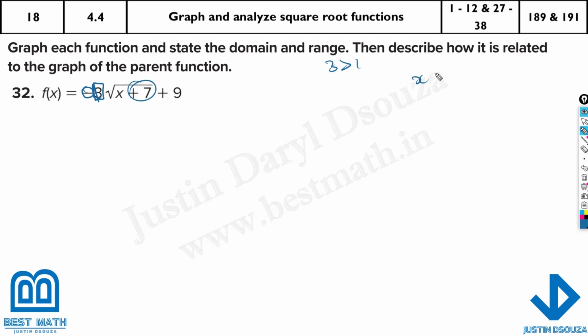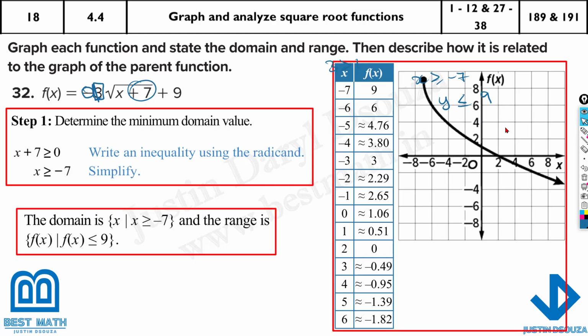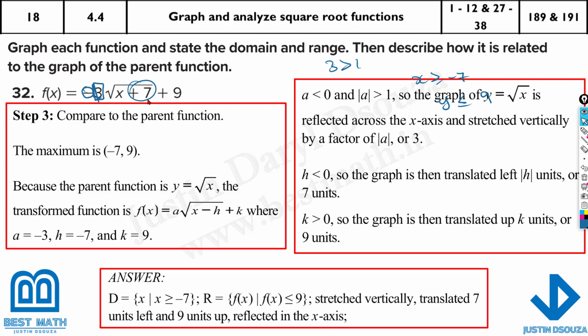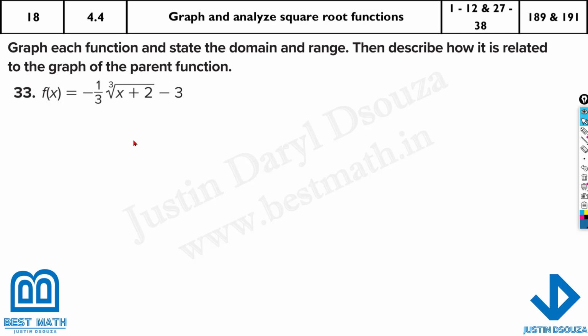Then we take x is greater than or equal to minus 7. So that is the domain. What about the range? This minus makes it y is less than or equal to 9. You need to remember these conditions and then we can easily figure it out. So that's the domain and range. The graph can be easily found in the calculator. And if they ask what's happening, it's vertically stretched. It's reflected along the x-axis because of the minus value. It's translated 7 units left and 9 units upwards because it's plus 9. So that's how we write it here as well.